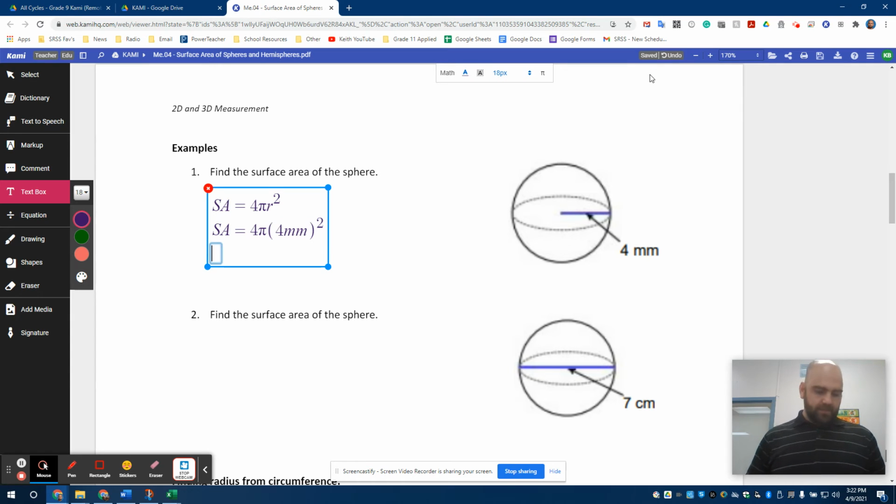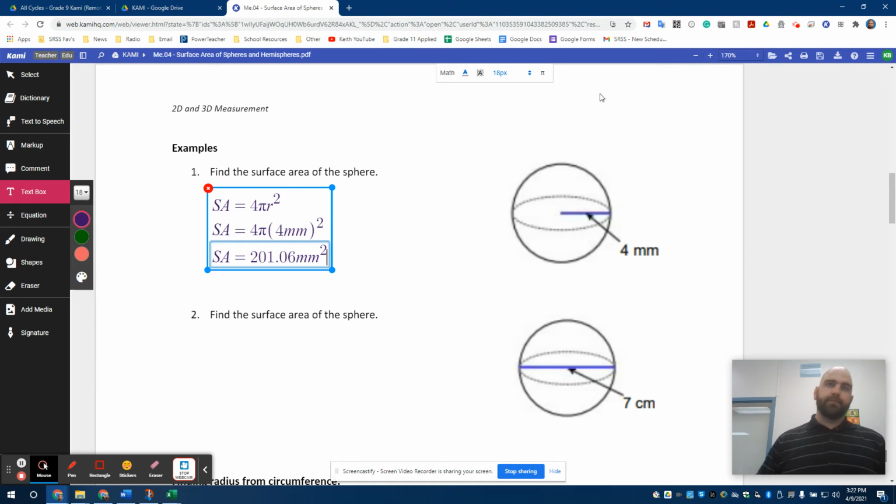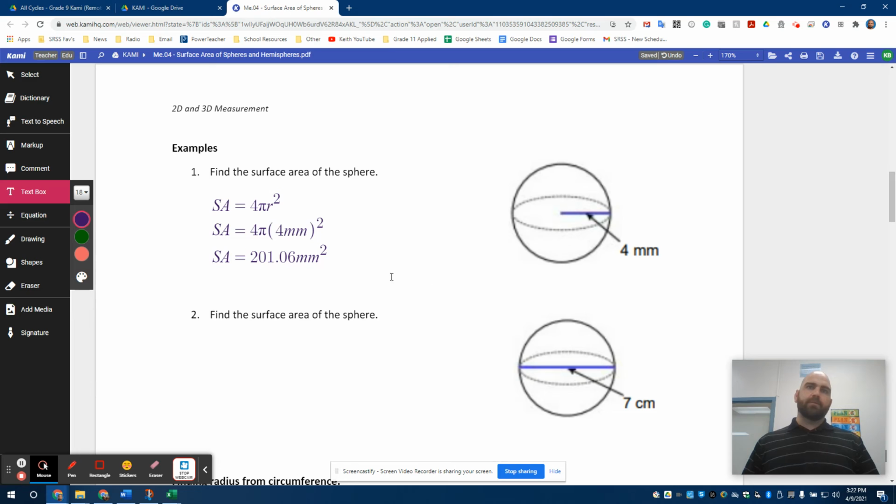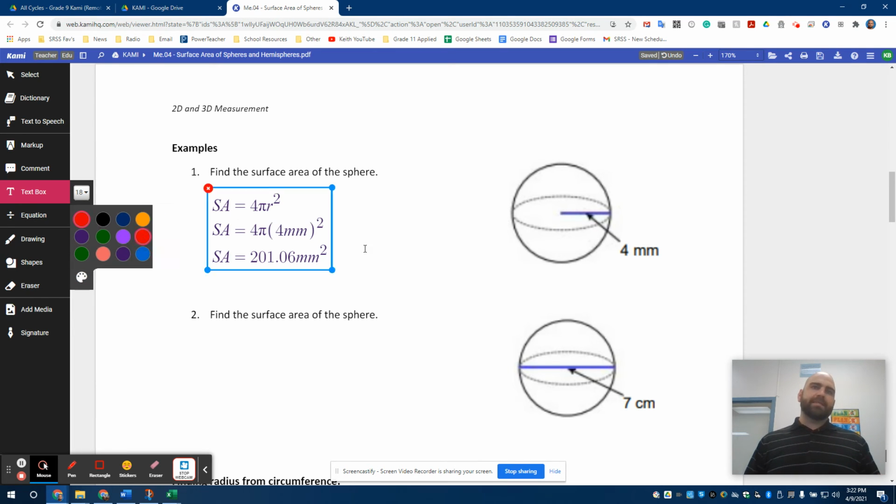let's just quickly get this going here. Surface area is equal to 201.06 millimeters squared. And so there's our answer. That is the surface area of our sphere. Now you're saying, well, what if I liked the other formula and I want to use that one instead?